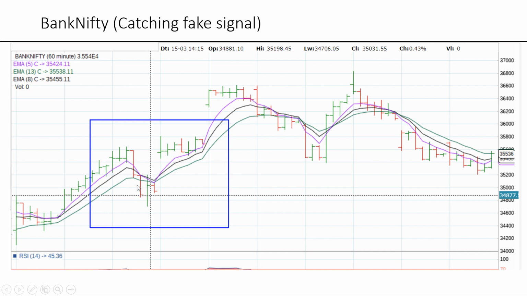Okay, so once you read a fake signal, you see that, and then you don't enter into the fake signal. When you see the right direction, you see the directional move, like a 1,000 point move on Bank Nifty in just a couple of days.